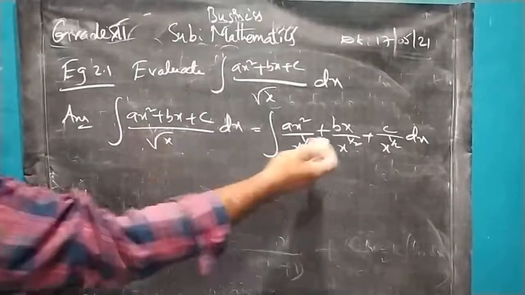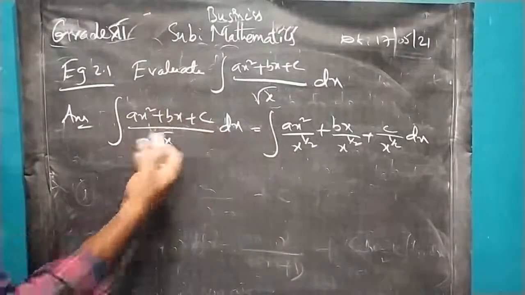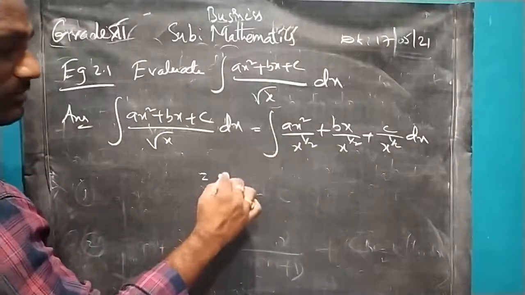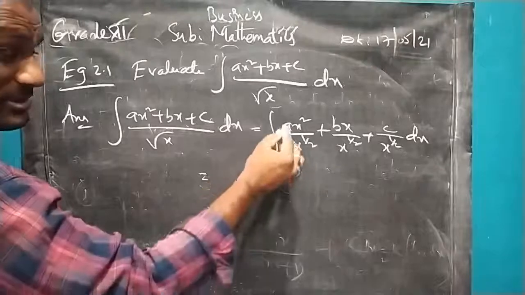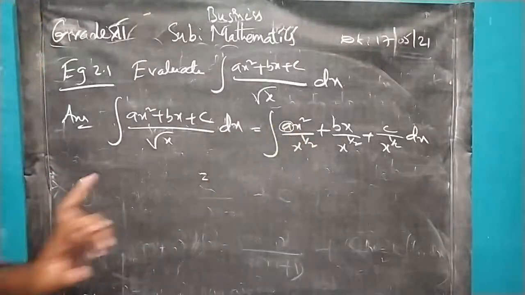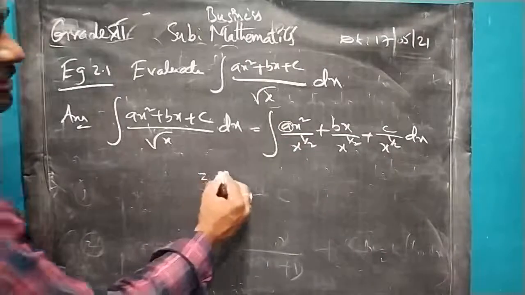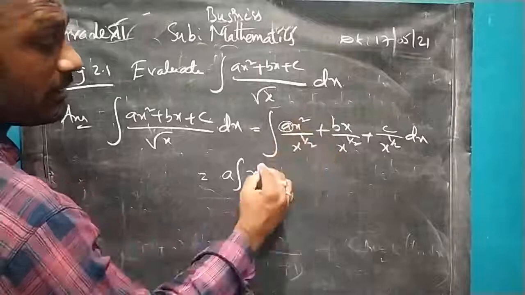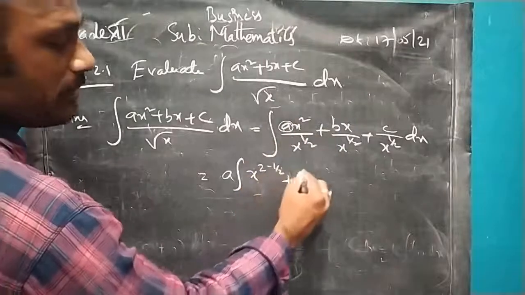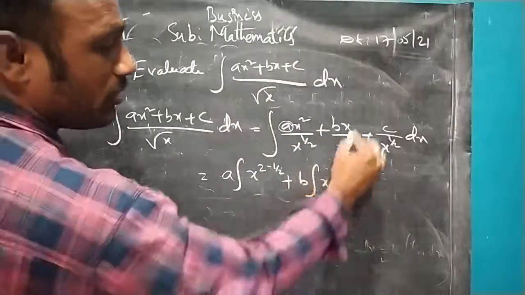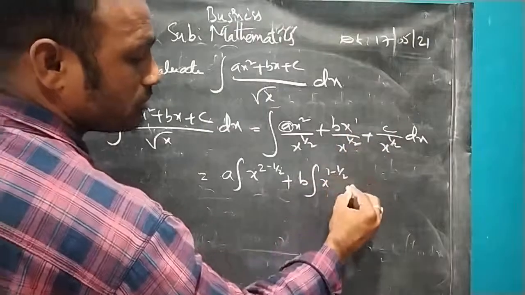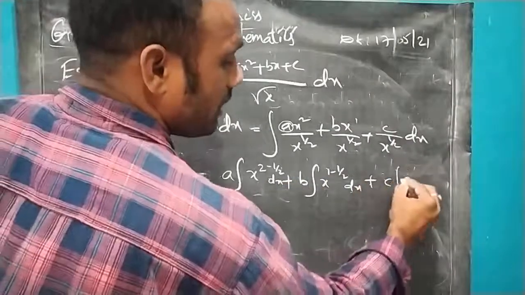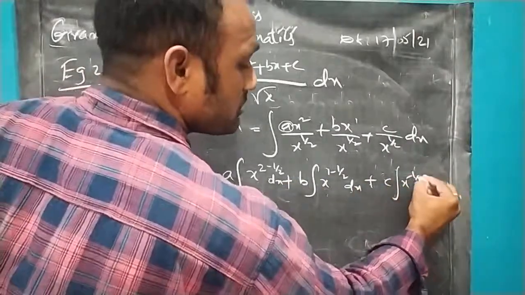We are just splitting it into each term. Why? Because we are not able to find the total answer at a time. So I can write the integrals separately, since a, b, c are arbitrary constants. Already I discussed one formula, that a constant we can take outside. So integral a x power m by x power n, x power m minus n, plus b, I can take outside, x power 1 minus 1 by 2 dx, plus c integral x power minus 1 by 2 dx.